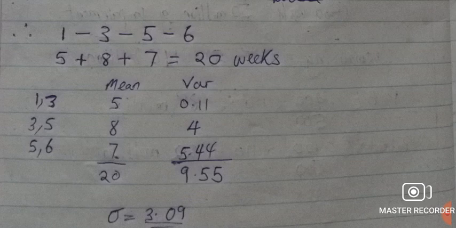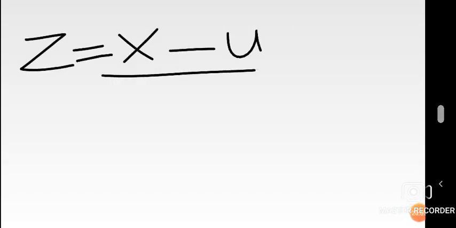Then you can get the standard deviation from the variance, because it's just the square root of the variance, which gives you 3.09. From there, you can now easily go and substitute in the z function. So let me go back to my screen and show you how you substitute in the z function. We're now trying to get the probability, and it is equal to x minus mean over standard deviation.